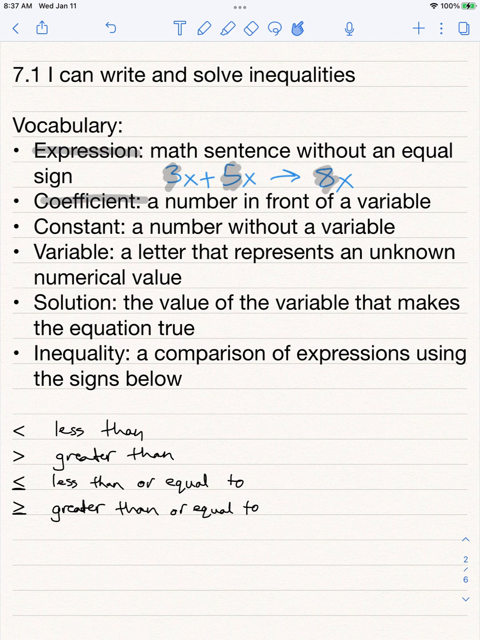And an inequality, hopefully you guys have learned these before. Those are these down here. We have the less than symbol, the greater than symbol, the less than or equal to, and the greater than or equal to. The line under it means it's equal to, and if it points to the left, it's less than, and if it points to the right, it's greater than.